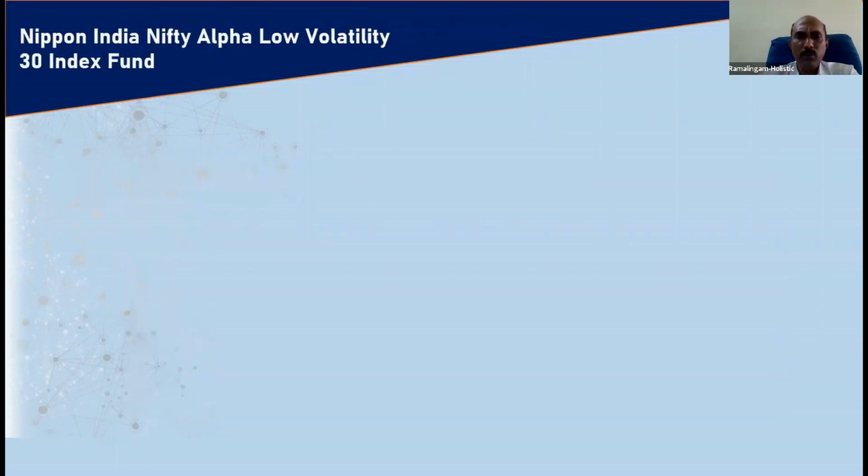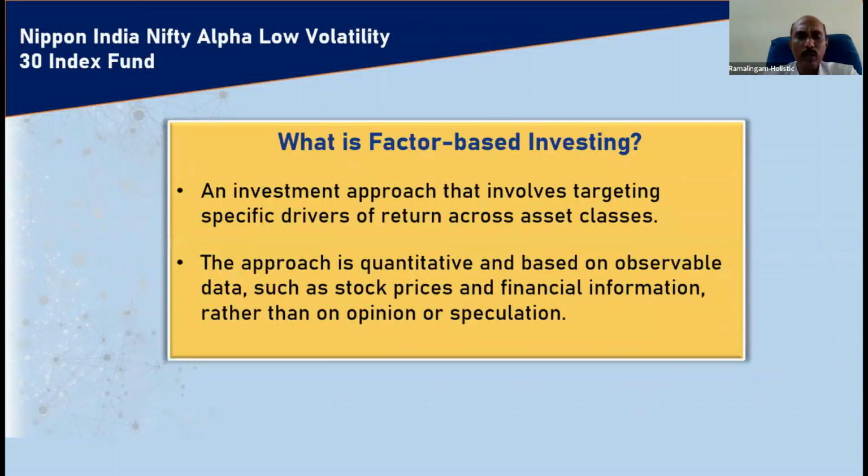I told you this fund will use factors based on alpha and low volatility. I'll give you a rough idea on what is factor-based investing. First, normally in a broad-based index, only based on market capitalization, free float method, the stocks are ranked and given weightage. No other additional factor is given. Whereas in factor-based investing, there are some additional factors which are observable data. Here there is no human intervention, analysis, judgment. Based on observable data, these factors are decided.